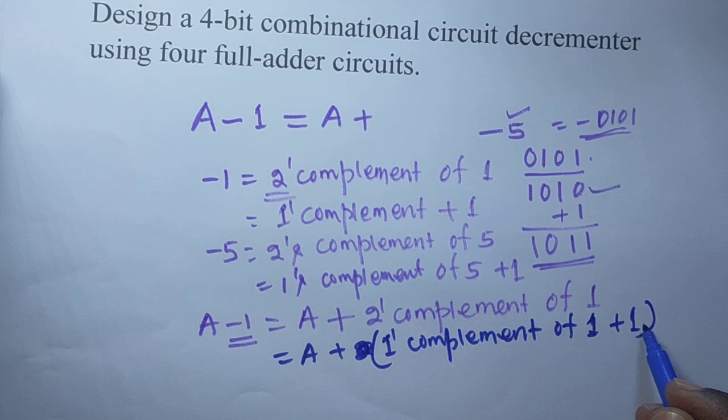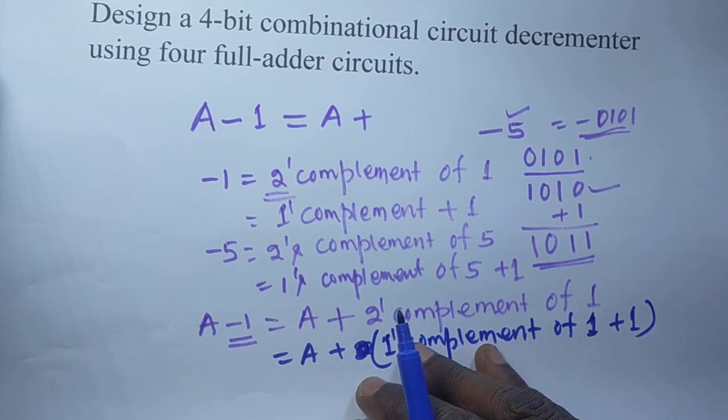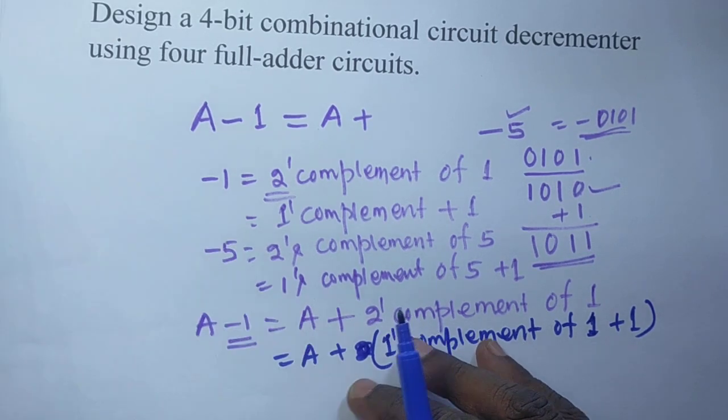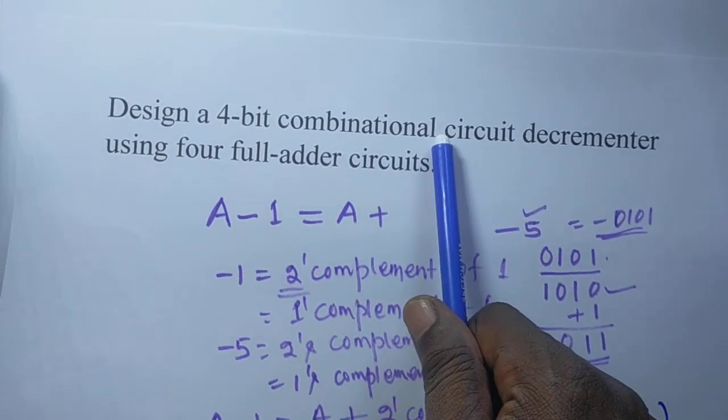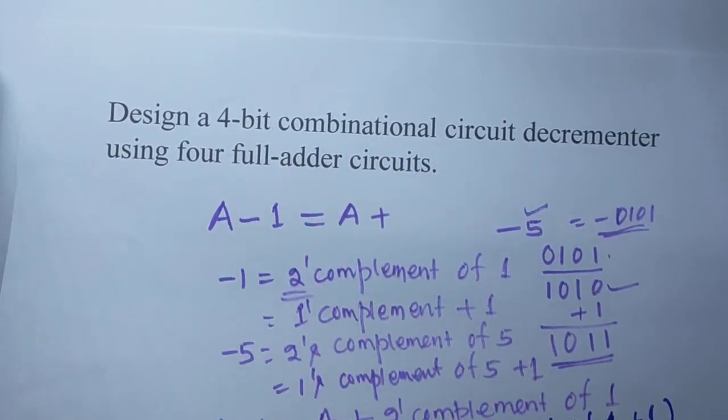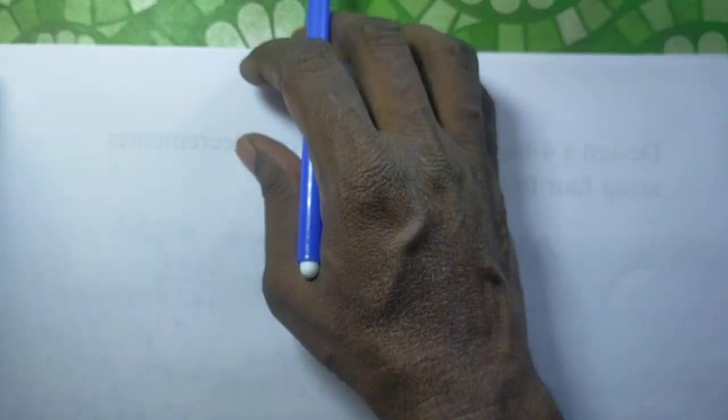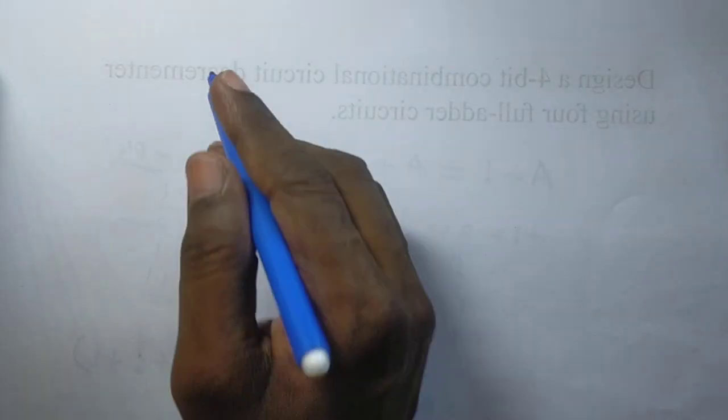Now we define that it is A plus the 1's complement of 1 plus 1. Now we see how the 1's complement of 1 is defined. Very simple way. Here the question is about 4-bit data, so we consider 4-bit data.